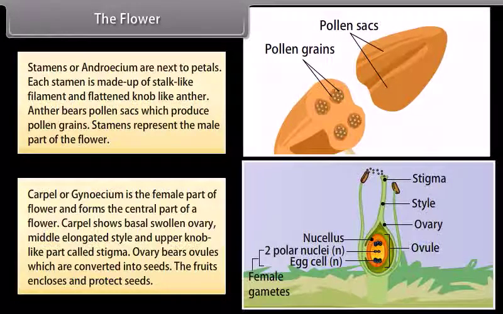Carpel or gynoecium is the female part of the flower and forms the central part of a flower. The carpel shows a basal swollen ovary, a middle elongated style, and an upper knob-like part called the stigma. The ovary bears ovules, which are converted into seeds. The fruit encloses and protects the seeds.